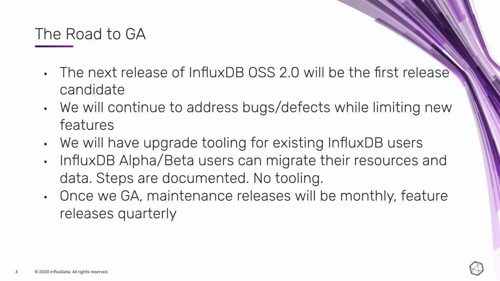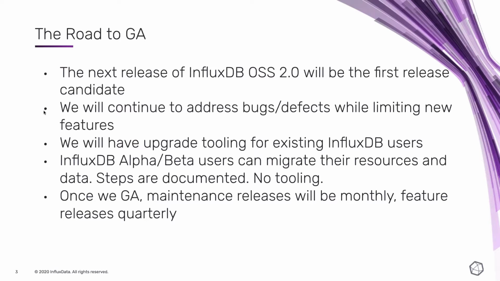Existing alpha and beta users can migrate their existing resources and data. The steps are being documented right now, and if you jump into community Slack, I just shared the PR that we're using to finalize that document. There won't be any automated tooling, but the steps boil down to a handful of commands that you can run, and they're pretty straightforward. So it shouldn't be too bad. And if you run into any issues or problems, reach out to us and we'll help you through those.